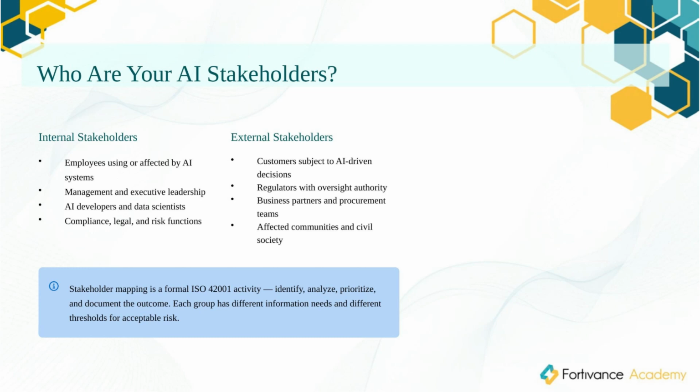Business partners and suppliers who integrate with your AI systems. Regulators who oversee your sector. And in some domains, affected communities. For example, residents in an area where an AI system is used for infrastructure planning or public services. The output of stakeholder identification should be a stakeholder map that documents each group, their interest in your AI systems, their information requirements, and your planned communication approach. This is an auditable deliverable, documented properly.